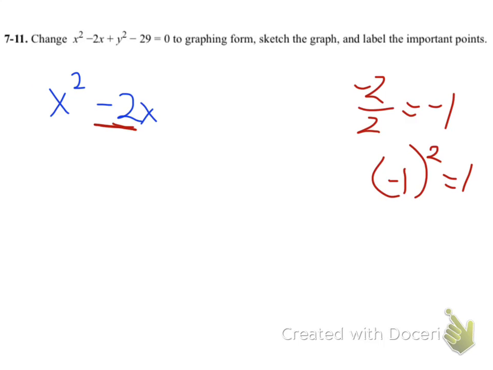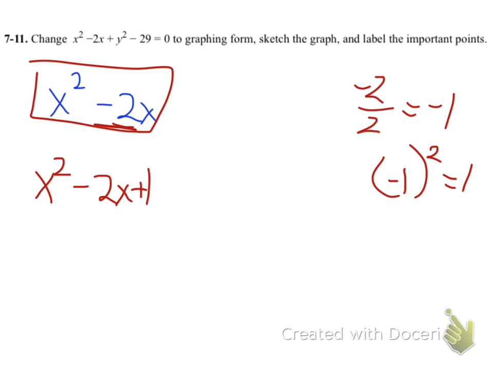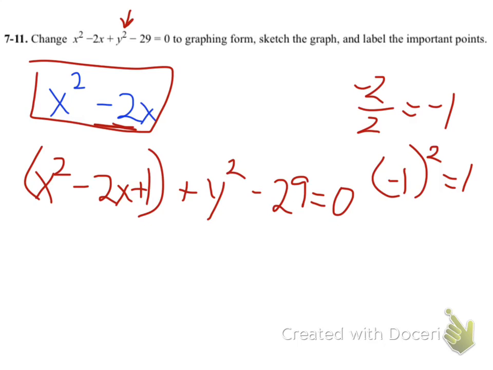So what I can do now is make this into a square. So it's going to be x squared minus 2x plus 1. That now is a perfect square. My y value is already squared, so plus y squared minus 29 equals 0.